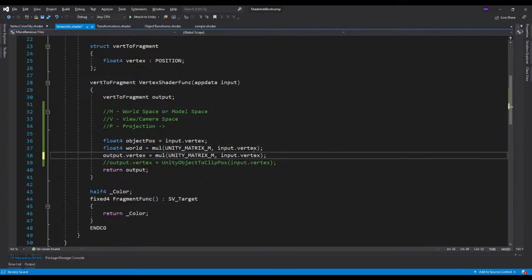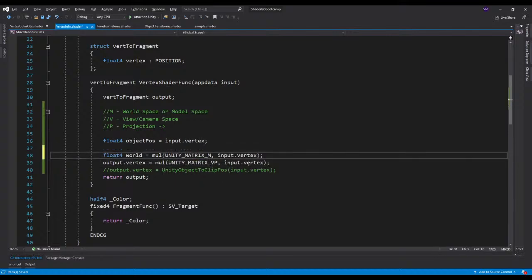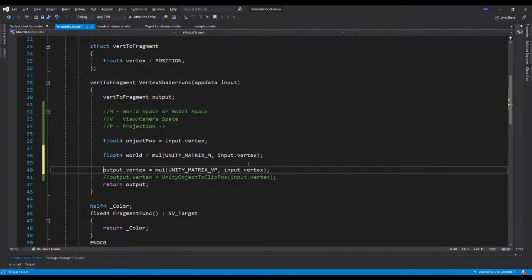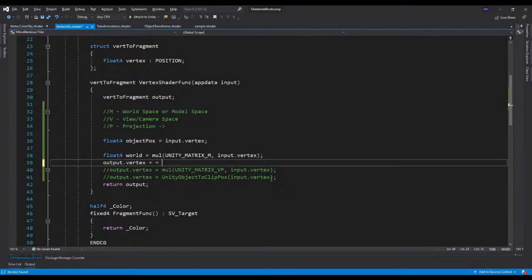Now here, what I'm going to do is, I'm simply going to say output vertex, instead of this, I'm going to multiply it by view and projection. So what you do is you first take the world space, then in the output you multiply it by the view and projection, and it will be working fine. Instead of this, if you want to see how it looks in the world space, you just say world. Let's see how this looks.